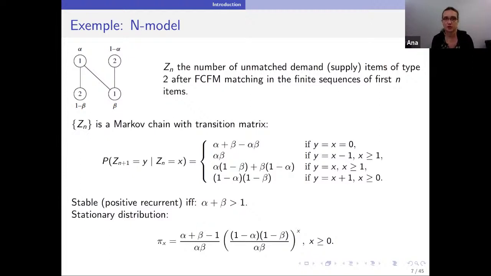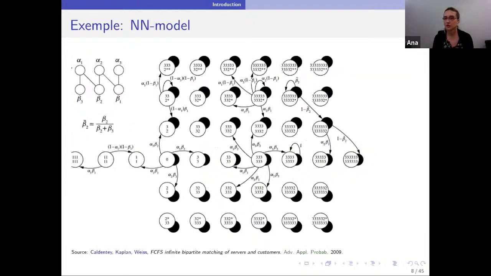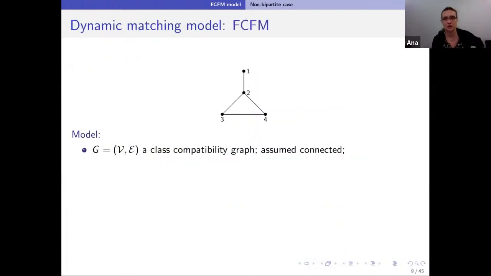But as soon as you move from very simple examples, you get into a mess when you want to study the state space of the chain, because you need to track the order of arrived items. At first this looked hopeless, but then it turns out this has a very nice structure. In fact, this type of model has a product form solution for the stationary distribution. Let us show that, but in order to show the basic ideas, I will move to a sister model, which is first come first matched in a general graph.